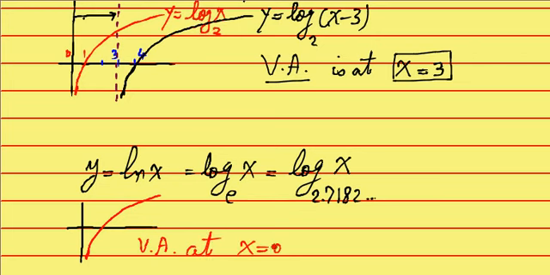x equal to 0. So if I ask what's the vertical asymptote of logarithm of x minus 3, the story will be the same as that one. If you had y is equal to natural log of x minus 3, the vertical asymptote is at x is equal to 3. So as simple as that.